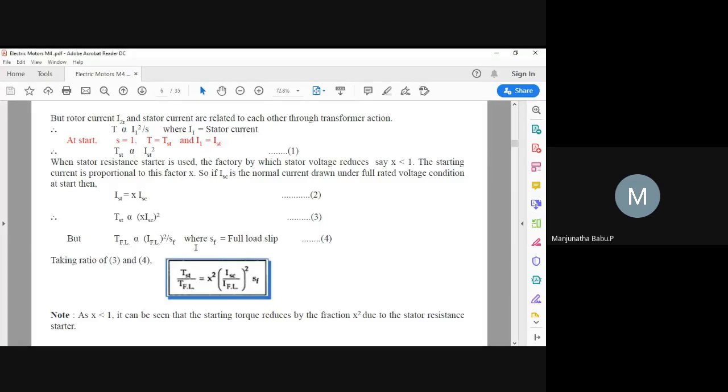Okay, so now note down this formula. T start by TFL is equal to X square into (ISC by IFL) whole square into SF. Have you noted?